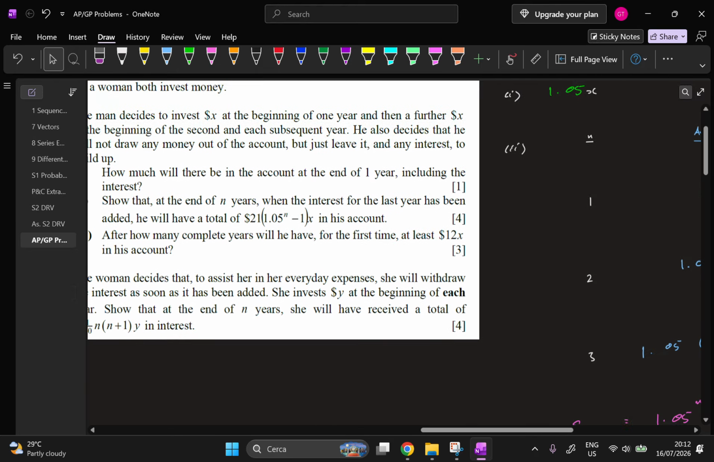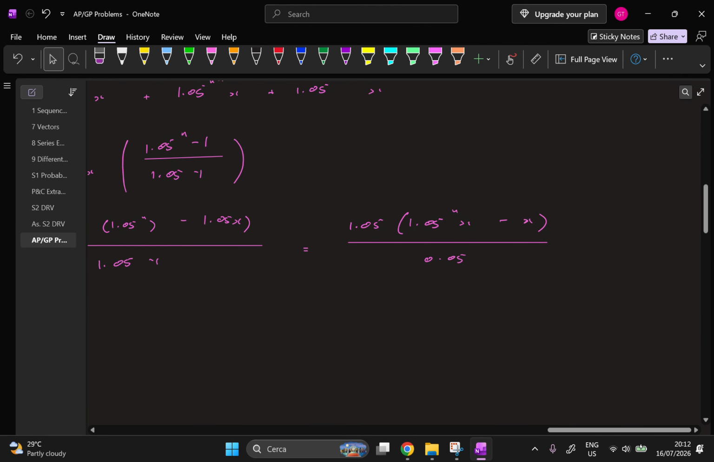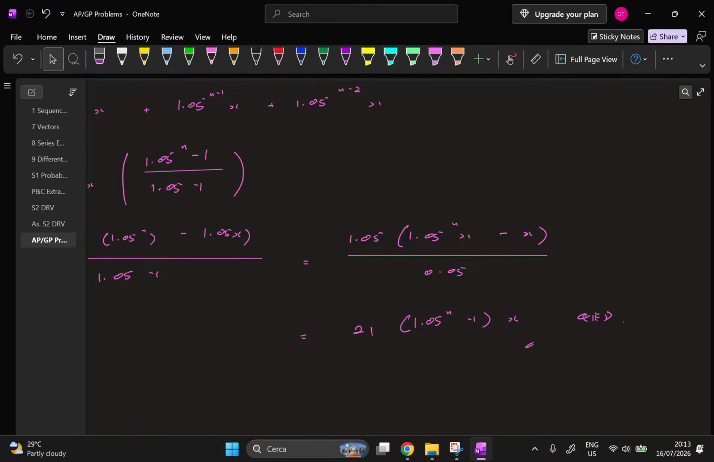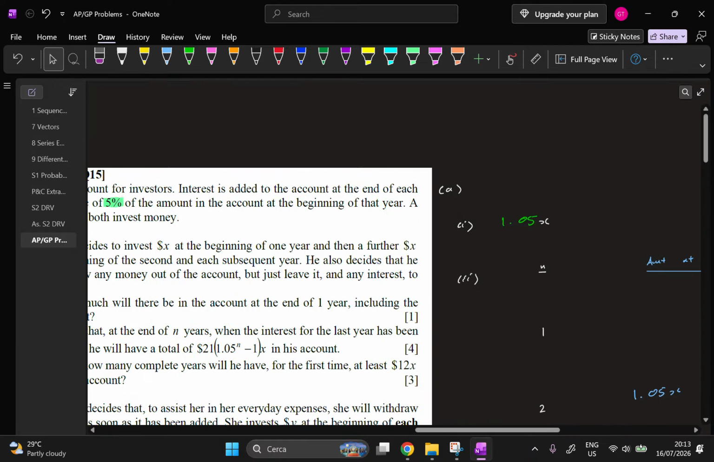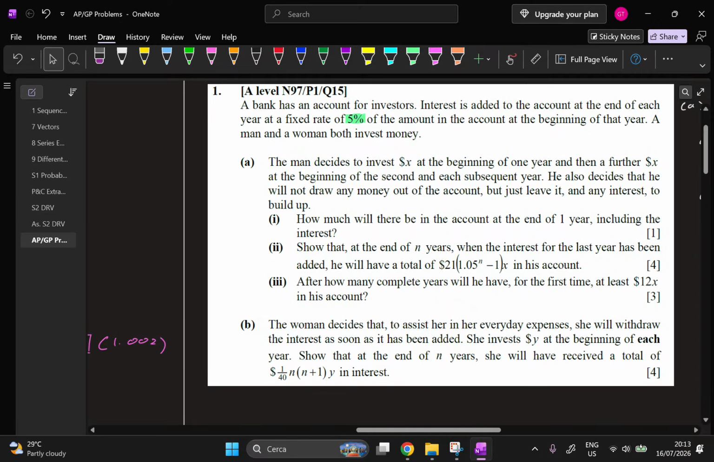They want to show that it's 1.05 power n minus 1. Yeah. Then I can factorize the x out. So that is x. Yeah, that's it, right? That's it. We have done it quite easily done. Of course, we know that QED doesn't actually stand for quite easily done, but let's just pretend it does.